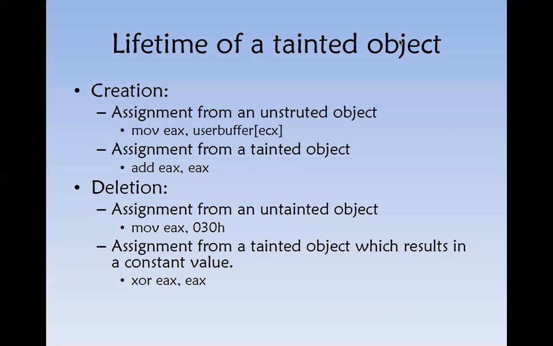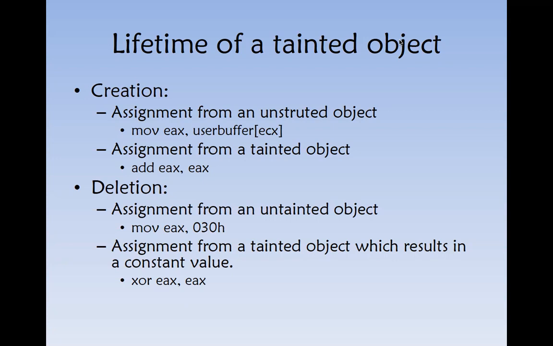So let us try to understand the lifetime of a tainted object. A tainted object comes to life when you make an assignment from an untrusted object. So, for example, if you're moving a value from an untrusted user buffer, for example, pointed to by this register ECX, and the contents from that buffer get into EAX, that's how you create taint in EAX. Now if you do an assignment from a tainted object into another one, taint propagates.